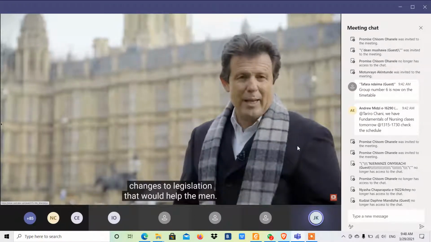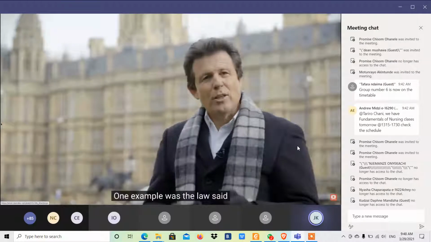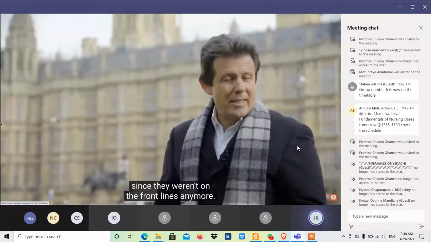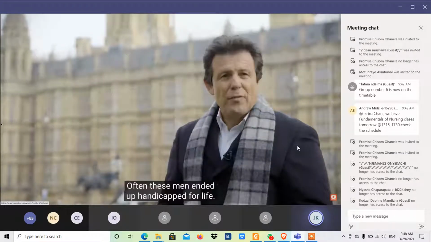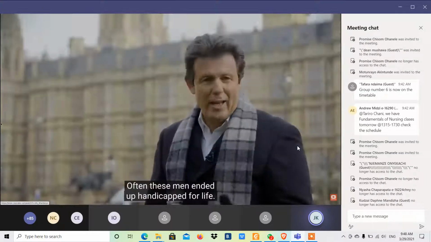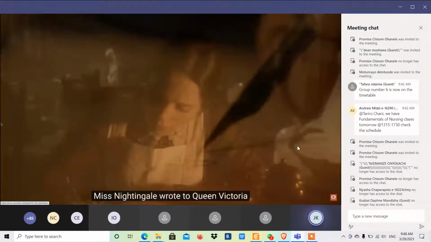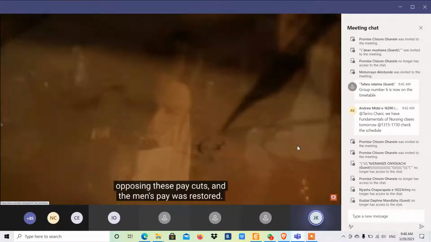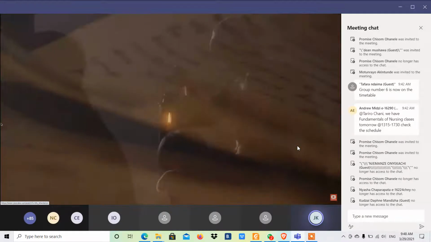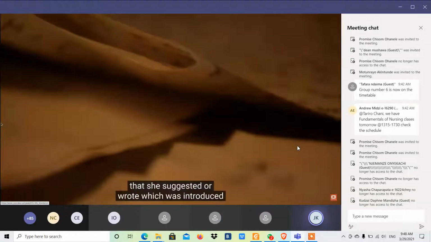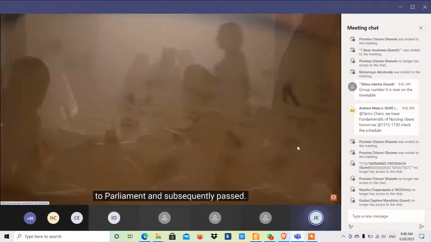One example was the law said that hospitalized men had their pay cut since they weren't on the front lines anymore. Often these men ended up handicapped for life. Miss Nightingale wrote to Queen Victoria opposing these pay cuts, and the men's pay was restored. There are many other examples of legislation that she suggested or wrote, which was introduced to Parliament and subsequently passed.